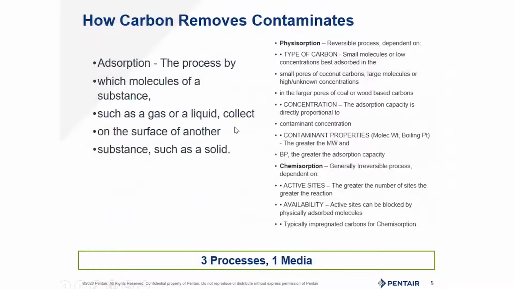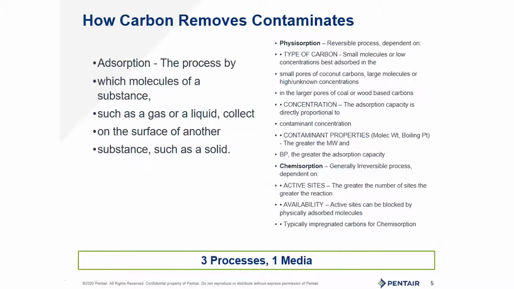So how does carbon remove contaminants? We always talk about adsorption as a general topic. Well, that's broken up into two categories, really: physisorption and chemisorption. Physisorption is a reversible process that just coats the carbon, and stuff can be backwashed off or washed off. And this is for smaller pores of the carbon, larger pores of the carbon. For wood-based, we can actually backwash some of this. Some of this we can treat and wash off.